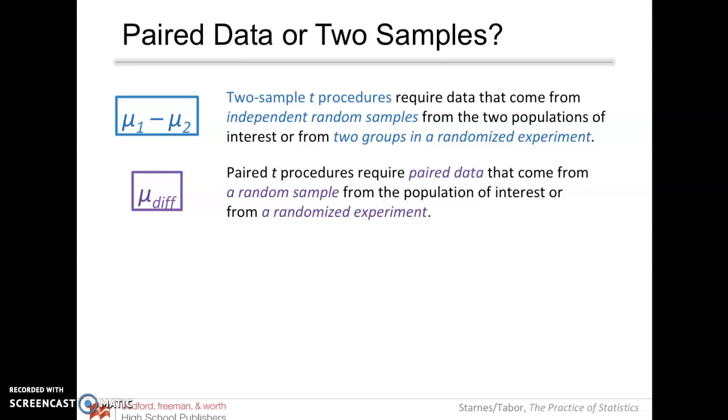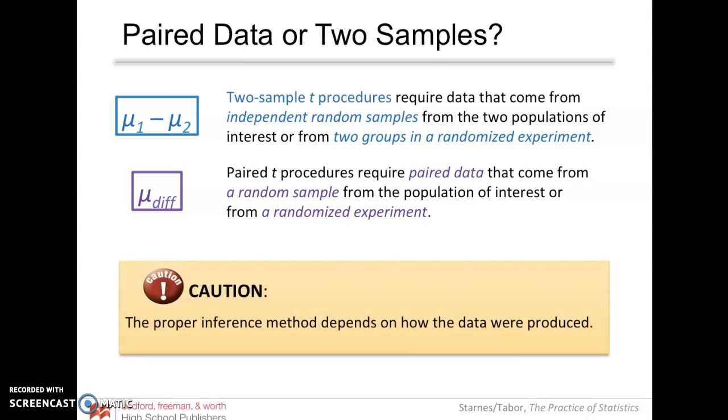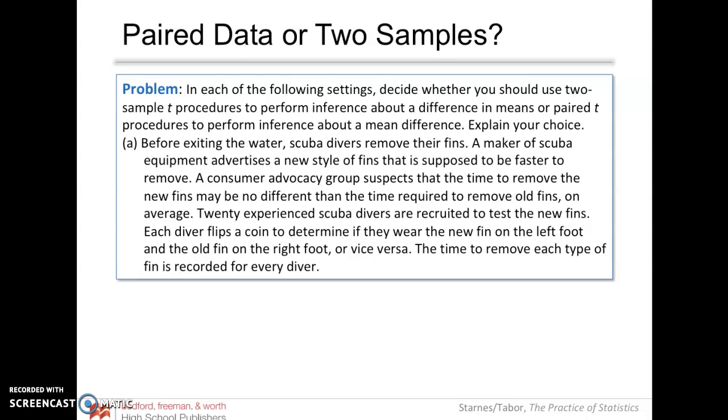Again, typically what we see is a before-after kind of situation, or somebody is their own control group and they get both treatments. Caution, the proper inference method depends on how the data were produced. So this is where we have to read the question very carefully to make sure that we are understanding exactly what's going on so that we can put it in our plan.